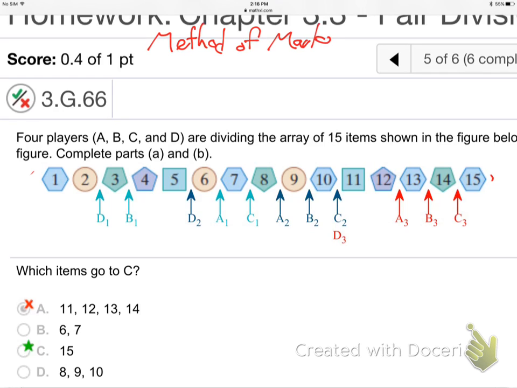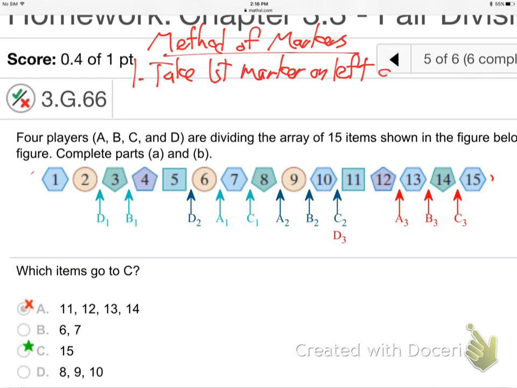Let me say it one more time. So what you do, number 1, you take the first marker on the left and circle left. So take the first marker on the left and circle left.